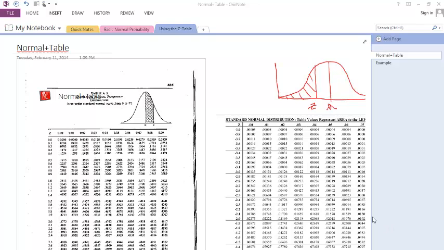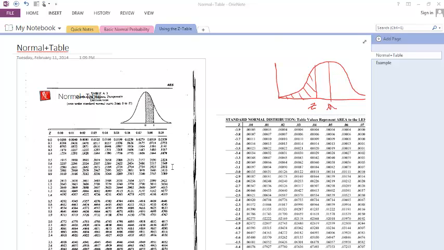This is the second of two videos on the normal curve. So we're going to look at normal tables in particular. We talked about the area under the curve before, and all the tables do is give you a more precise value.